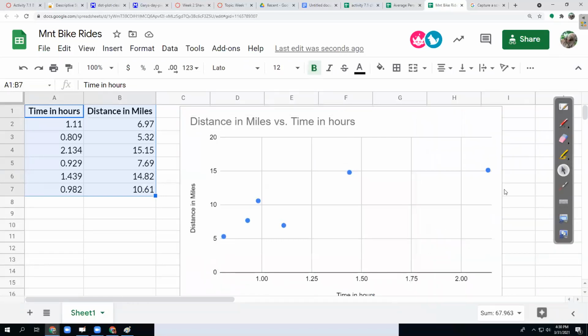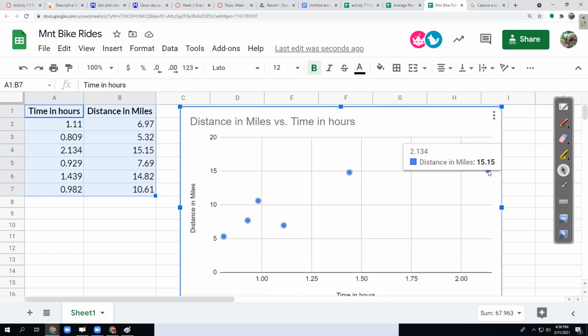And then the longest ride I did over here is the 2, and if I click on it and point to it, it tells me which one it is. That's the 2.134 hours, and I went 15 miles. I'm not biking very fast because I'm off-road and there are a lot of hills. But what you should see is that the longer I spent riding, the farther I went. So the points have a slight uphill trend to them.